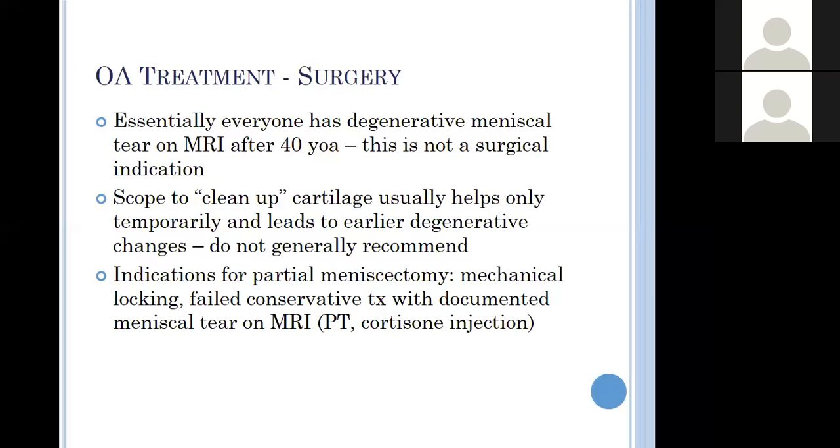Indications for partial meniscectomy, which is what they're doing, is a mechanical block. If they have a specific type of meniscal tear where they literally can't extend their knee and it's locked at like 20 to 30 degrees and it physically won't go any further, that's the meniscus stuck in the joint that we need to clip out. Otherwise, you have failed conservative treatment with a documented meniscal tear with PT and cortisone injections. That's another indication as well, but again, knowing that you're only going to get a short amount of time improvement.